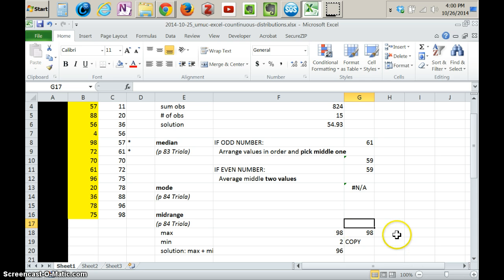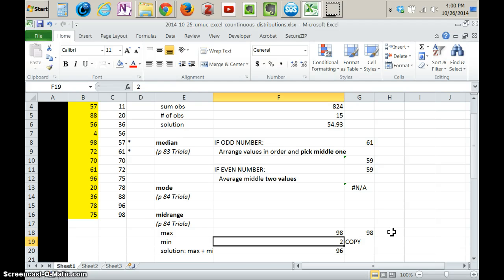Anyway, let's finish up with talking about mean, median, and mode. I think we handled mode. Mid-range: let's look at the next thing in the Triola book, which is example 5 on page 84. Mid-range is pretty simple. It's just the number of scores, values between the minimum and the maximum.